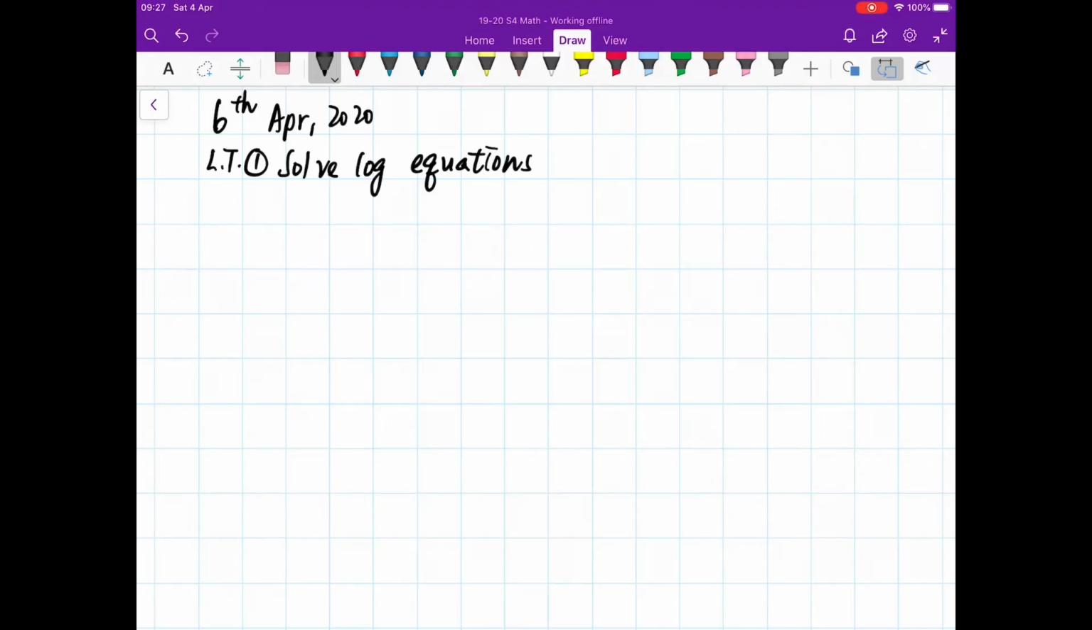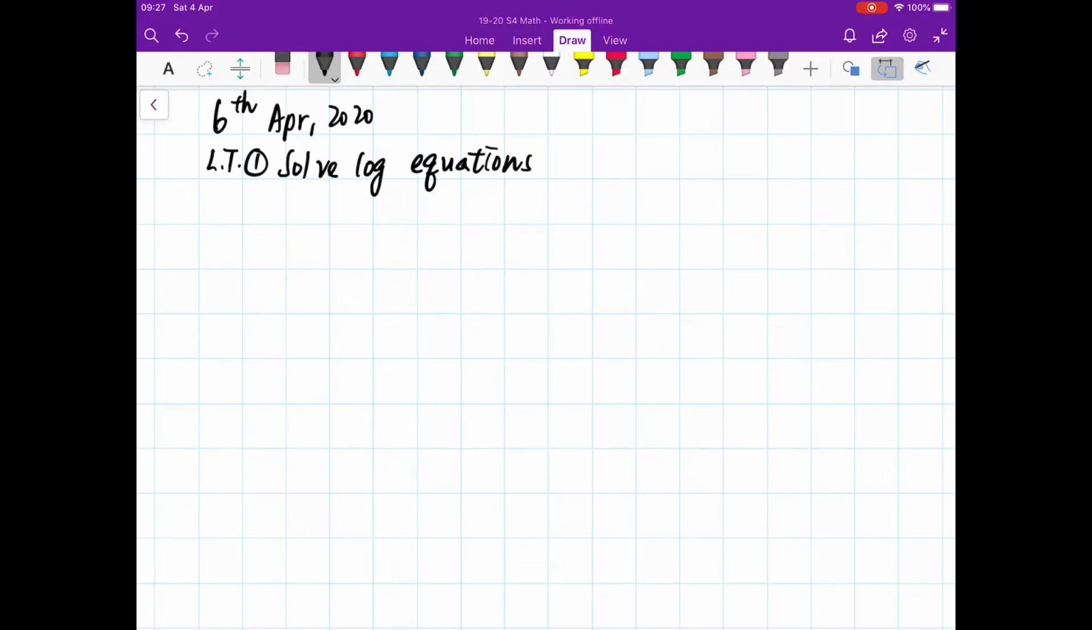Hi everyone, in today's lesson we will talk about how to solve log equations. So please turn to a new page of your notebook, write down the date of today and the learning target: solve log equations. And there are three techniques.